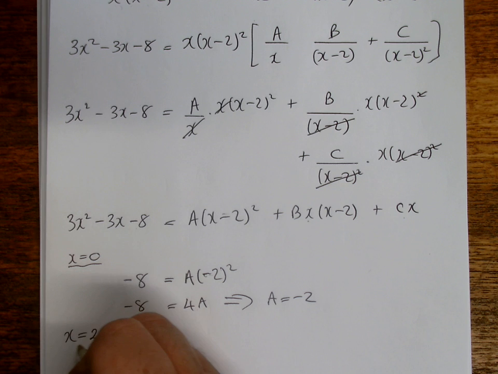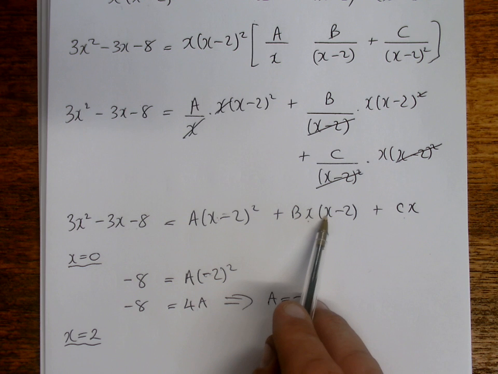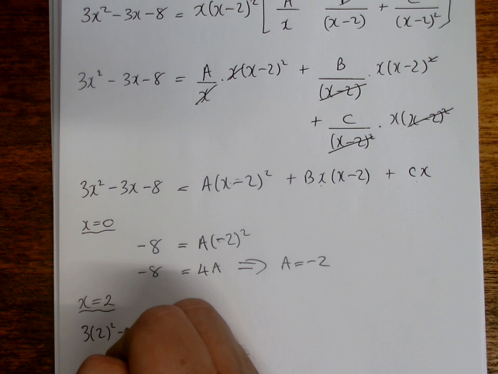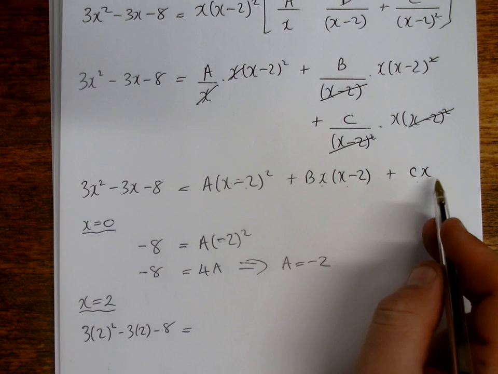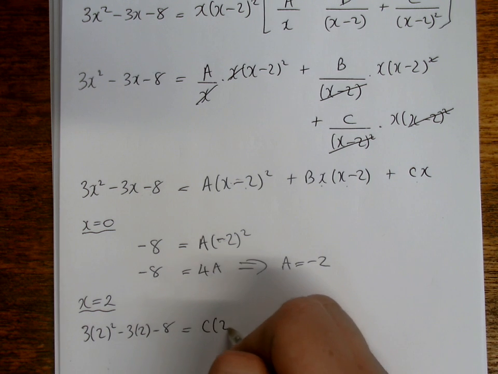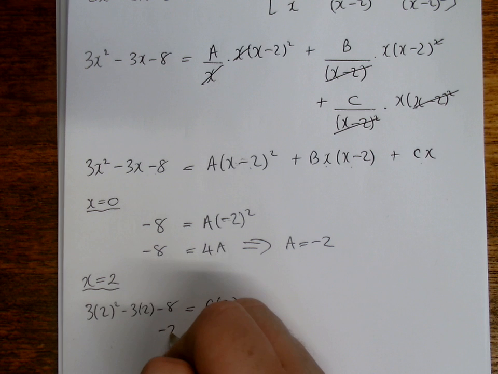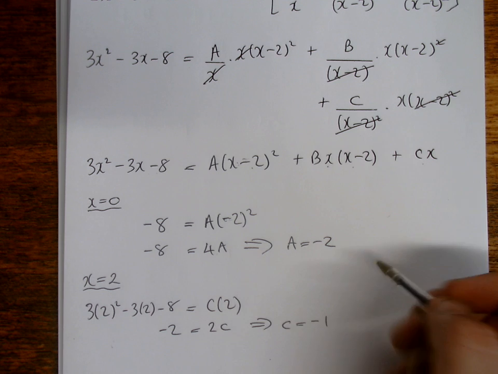Okay, so then we'll also set x to be 2. Let's do that because it will eliminate the a here, and it will eliminate this term as well, because 2 take away 2 is 0. So put it in here, 3 times 2 squared, take away 3 times 2, take away 8, equals... Well, that'll go, and you just have c times 2 here. Okay, so if I work that out, let's just check here on our calculator. So we've got minus 2 equals 2c, which means c is equal to minus 1.